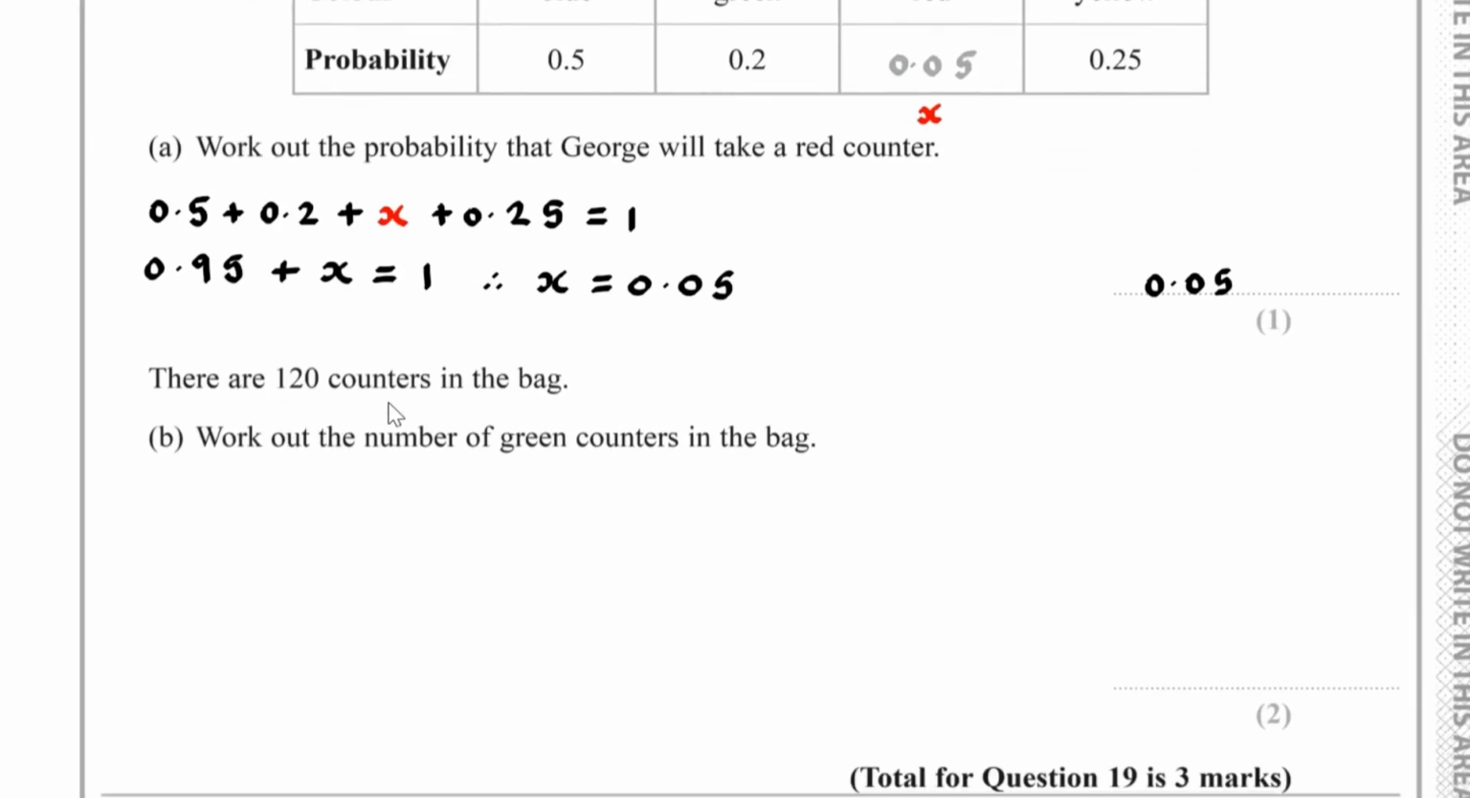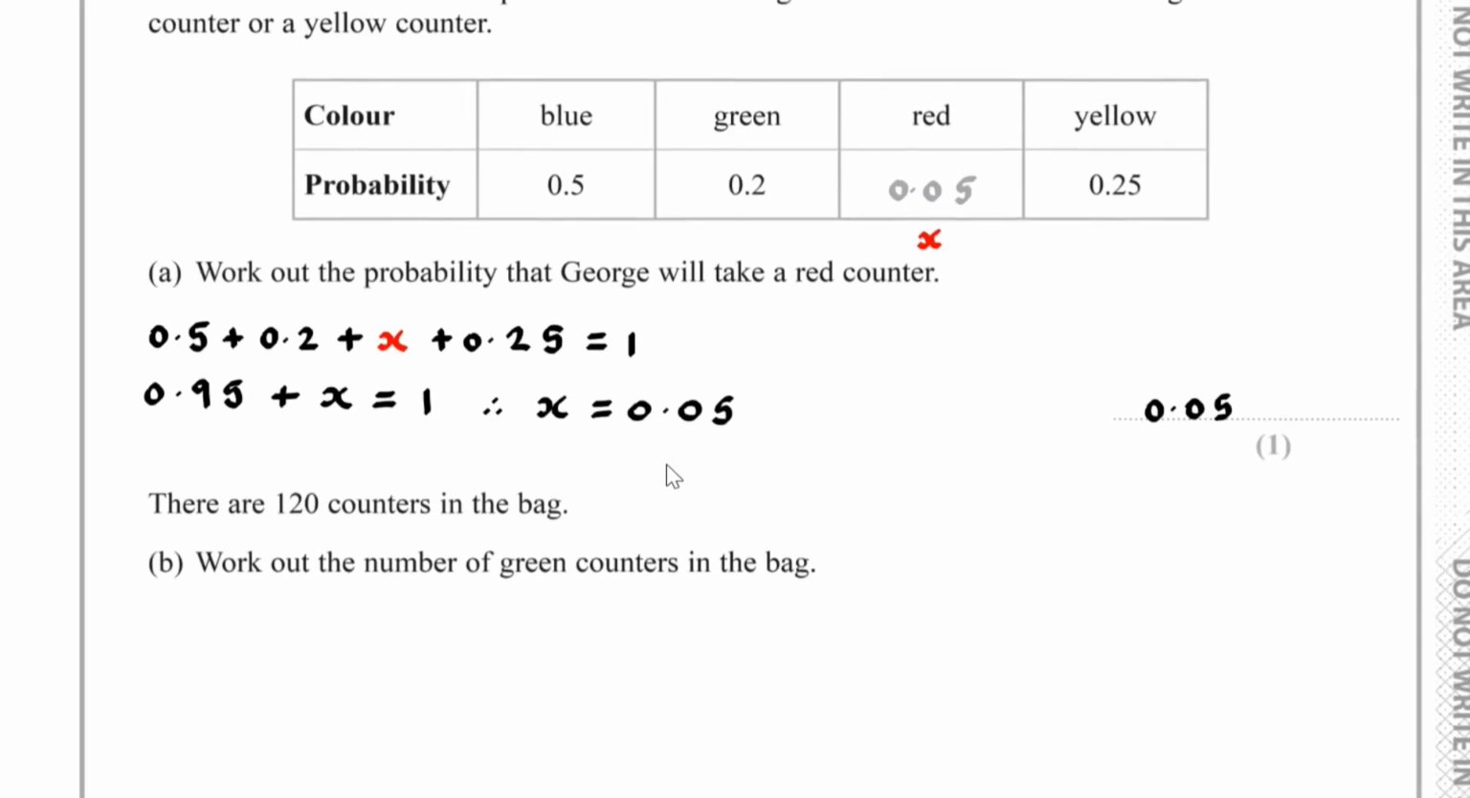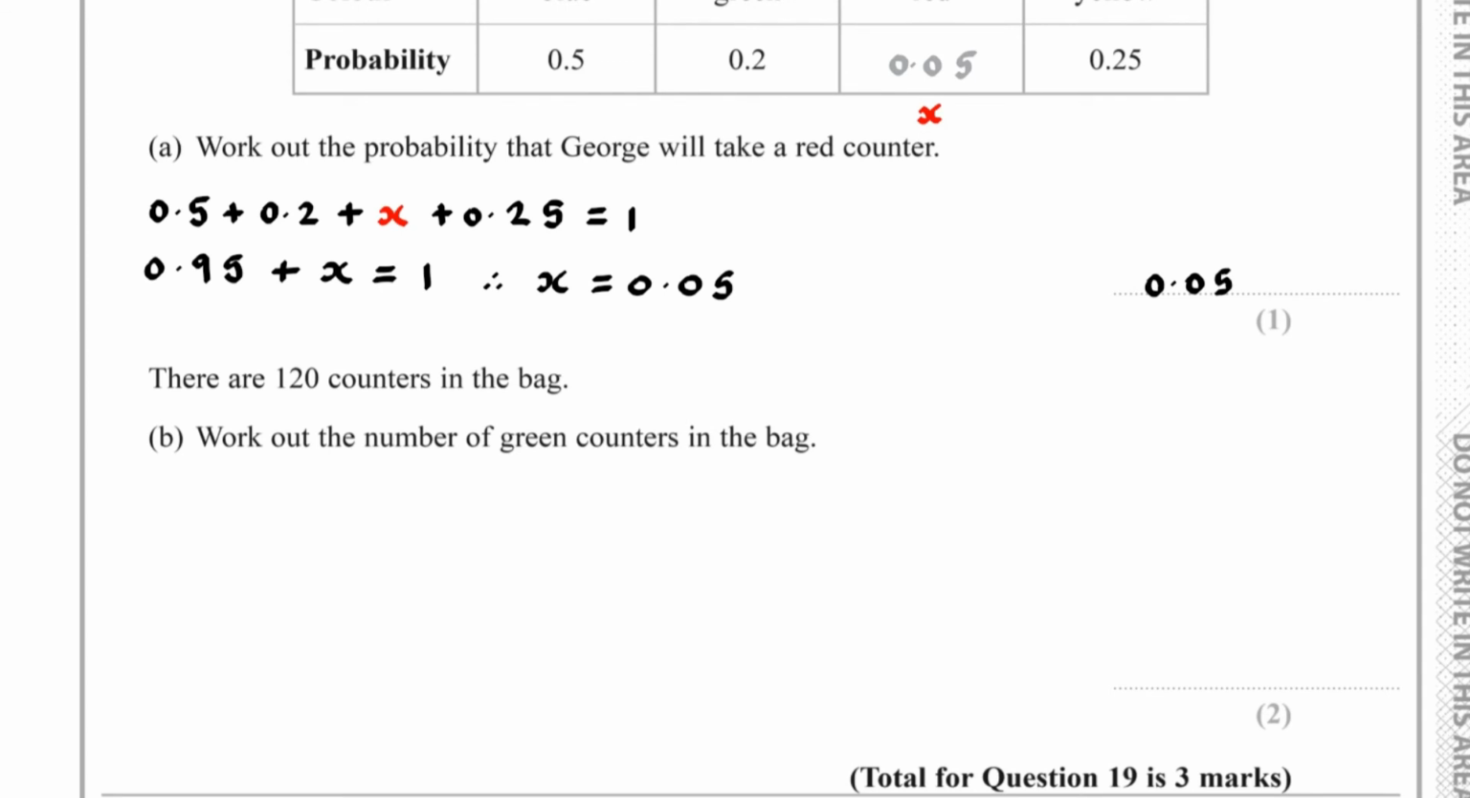Next, there are 120 counters in the bag. We have to work out the number of green counters in the bag. Well, what we need to do is multiply the 0.2, which is the probability of selecting a green, by 120. This will tell us the number of green we've got, which is 24.